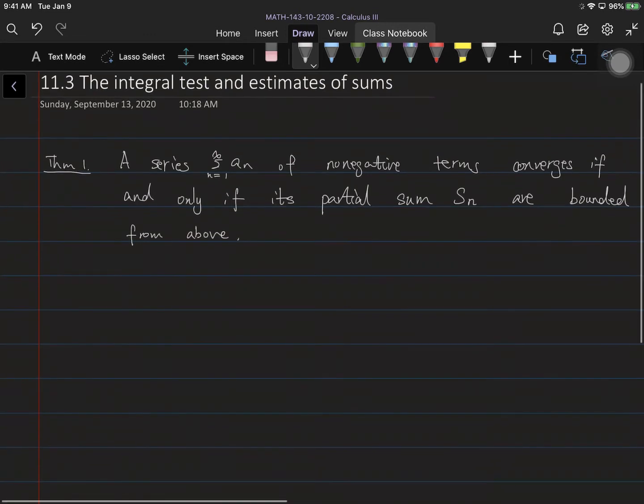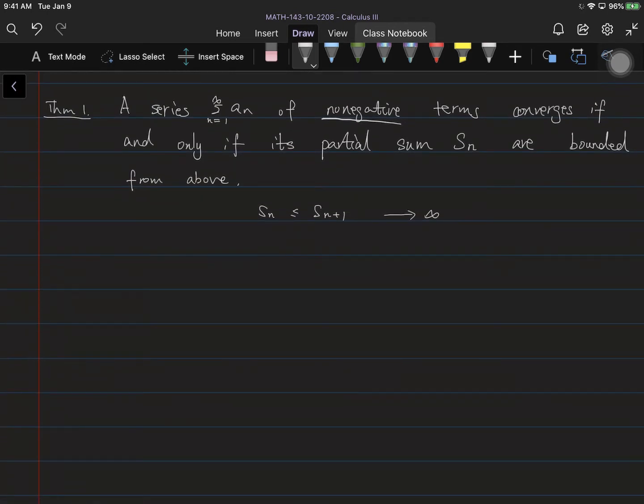We don't do the proof, but I can give you some basic idea of this. Because all the terms are non-negative, S_(n+1) is larger than S_n, right? It's getting larger and larger. And if S_n is not bounded, when we keep going, it goes to infinity as n goes to infinity. In that case, this series diverges. So in order to converge, the partial sum S_n has to be bounded.